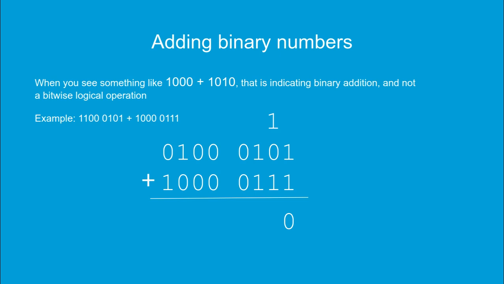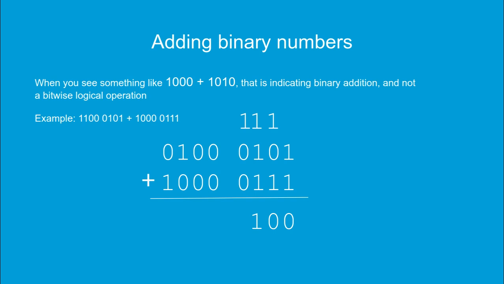2 again. 1 0. So we put a 0, and we carry the 1. Now what do we have? 3. What's 3 in binary? 1 1. So what am I going to write underneath? A 1, carry the 1. Yeah? And then what do I have?